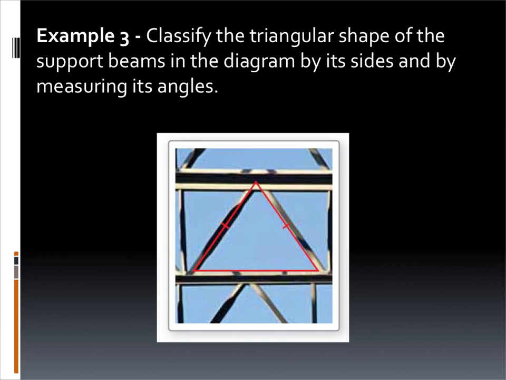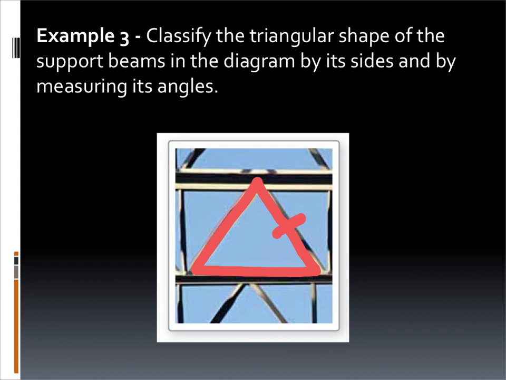Classify the triangular shape of the support beams in the diagram by its sides and by measuring its angles. It could potentially be kind of hard to see, so I'm going to highlight it for you. Here is the triangle, and that kind of didn't make it any better. Let me see. Maybe if I pick yellow. Nope, that didn't work either. Maybe if I thicken up my line. Let's try that, and let's do a red. Oh, perfect. So here's my triangle.